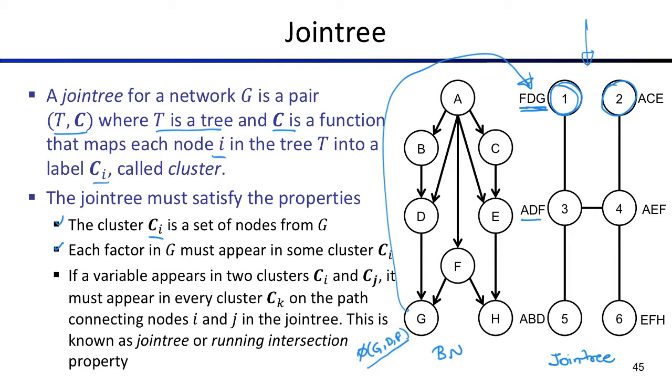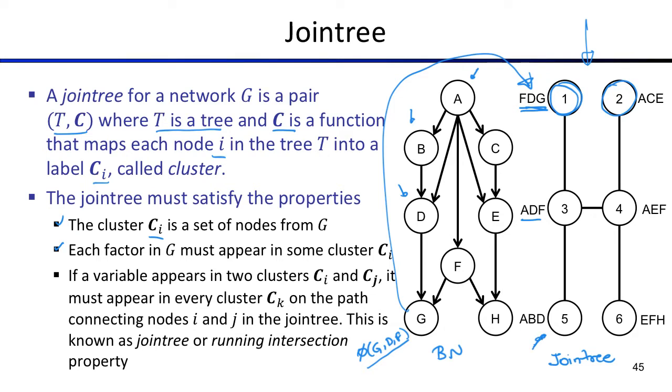So we need to find a node where I can put a factor that just mentions A. It can be here in node 5. One that mentions B and A can also fit here in node 5. One that mentions D, B, and A also fits here in node 5, and so on.